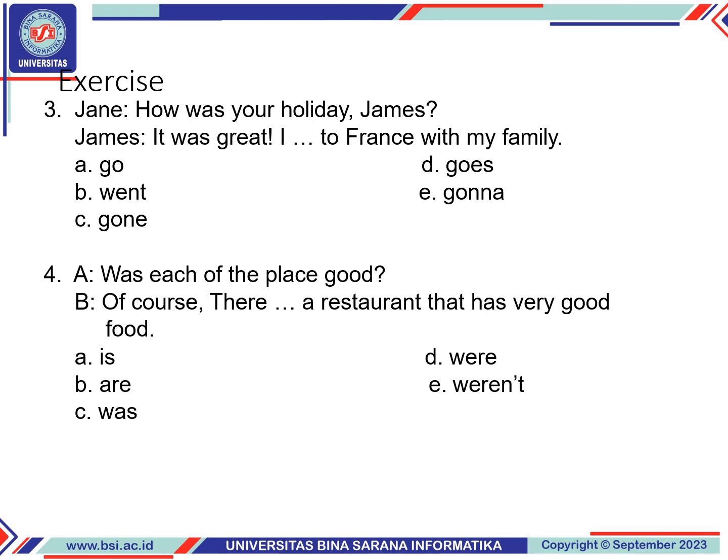What about number four? Was each of the places good? Of course, there blank a restaurant that has very good food. So the answer, yes, there was. Because in the clue, the question used the simple past tense. So in here, of course, there was. The answer, Charlie or C.